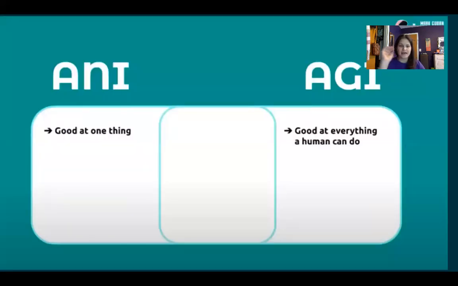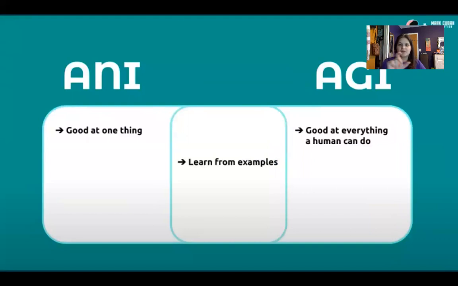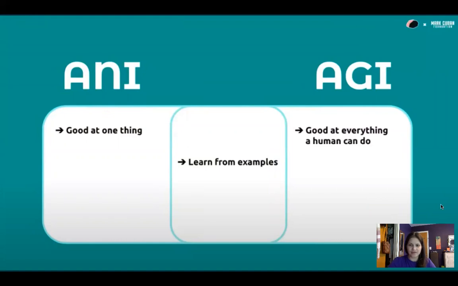So ANI is good at one thing, and AGI is good at everything a human can do. That's how those two are different. Now, both of these are going to be learning from examples. Okay, so that's what they have in common. They both learn from examples. They need lots and lots of examples to get good at something.